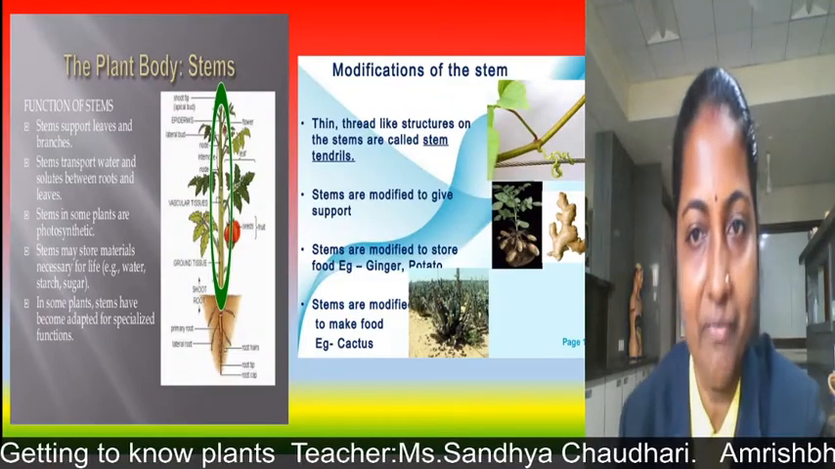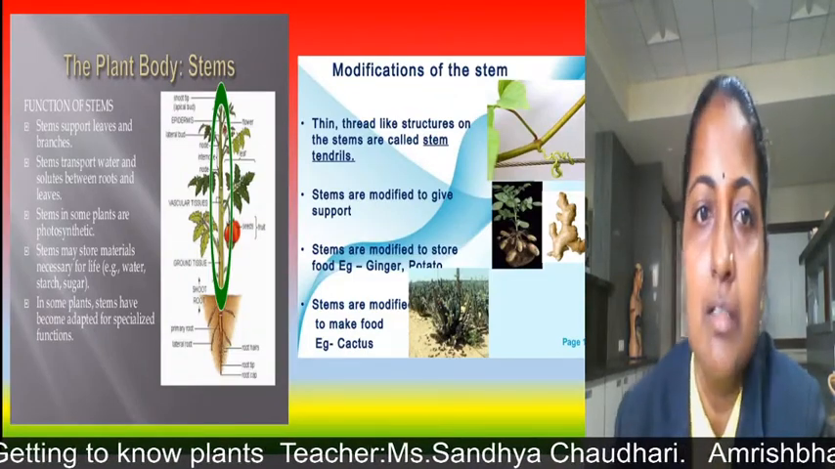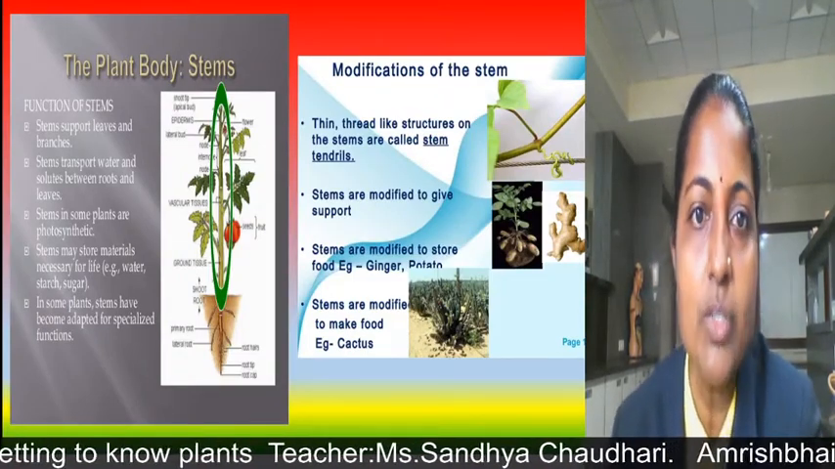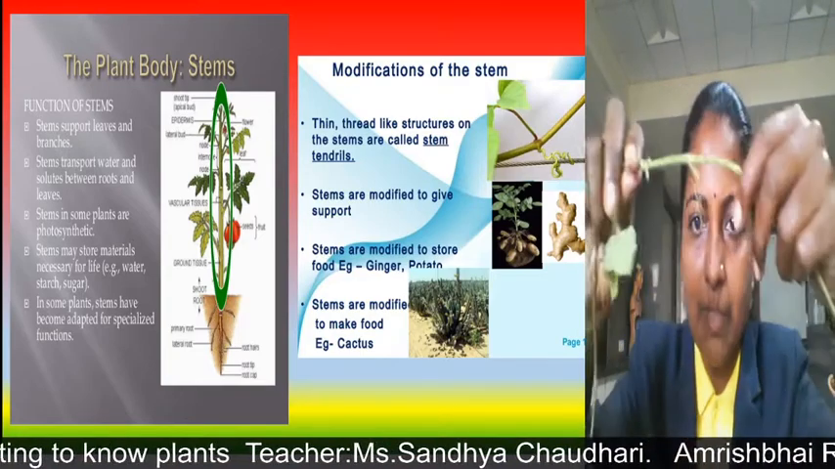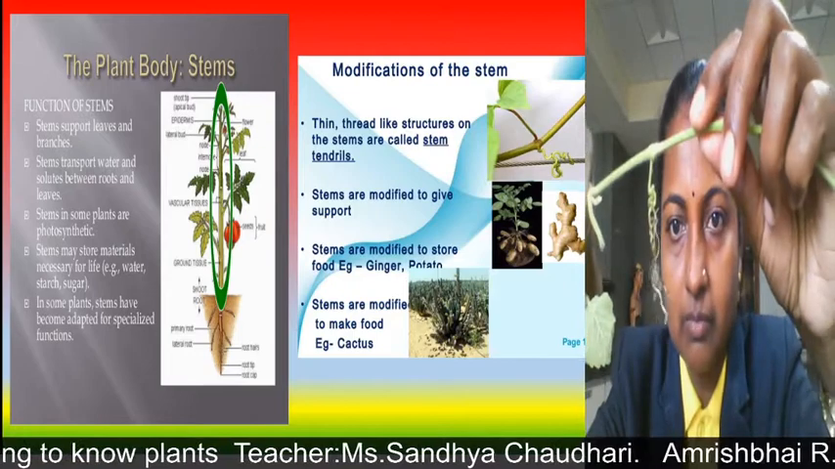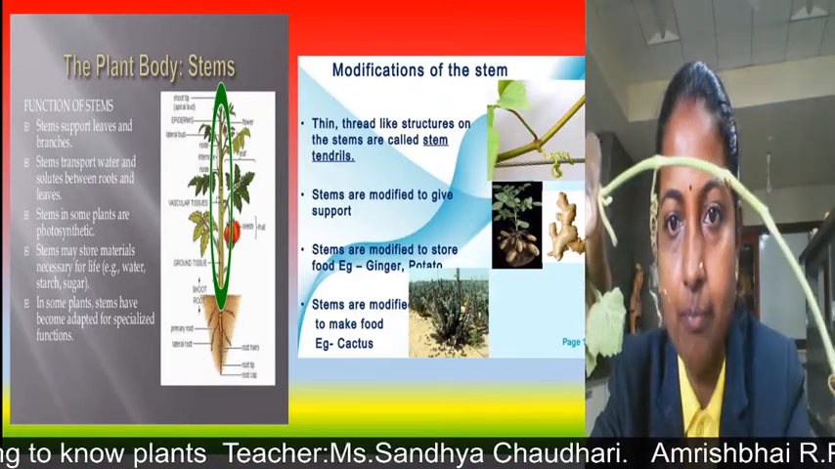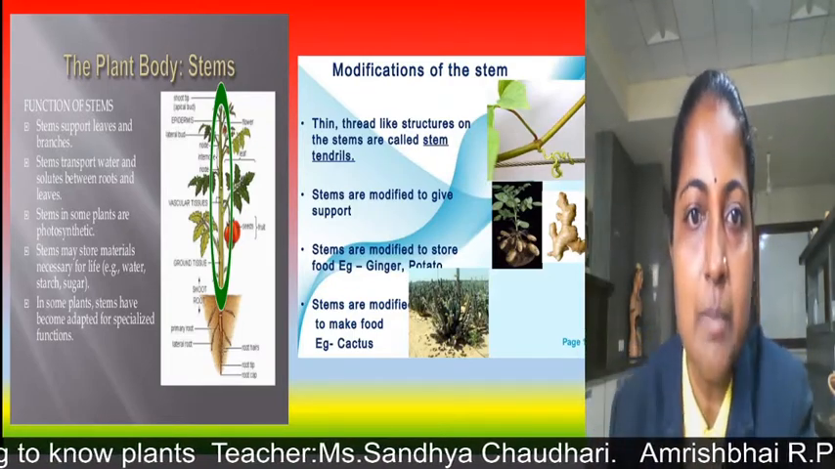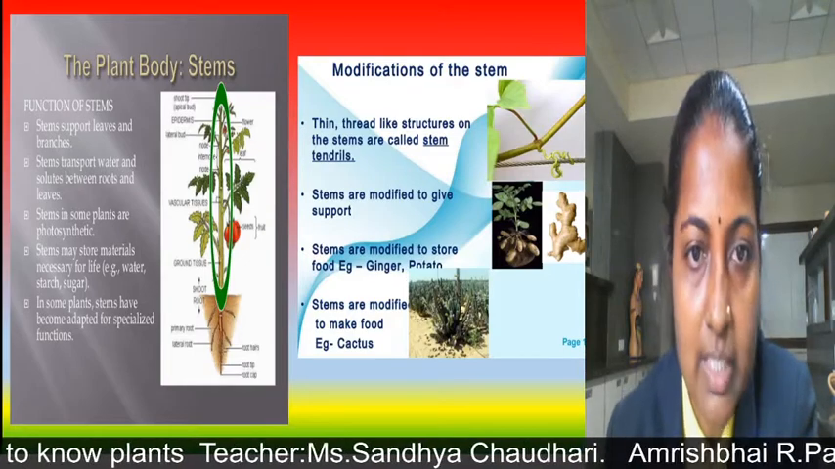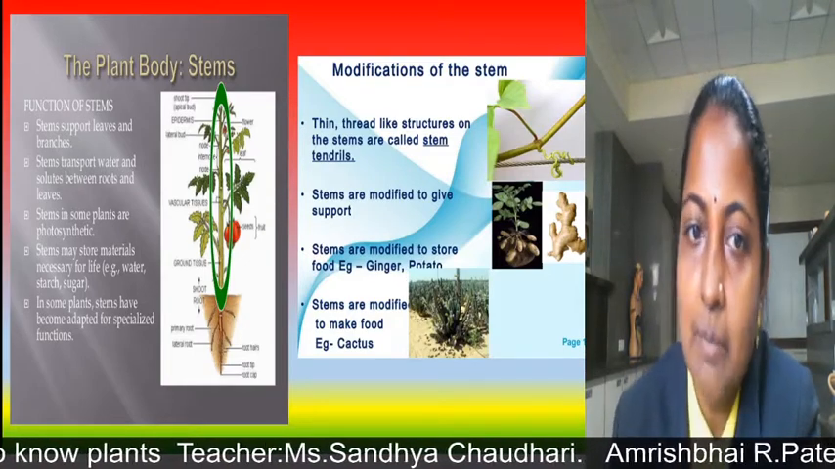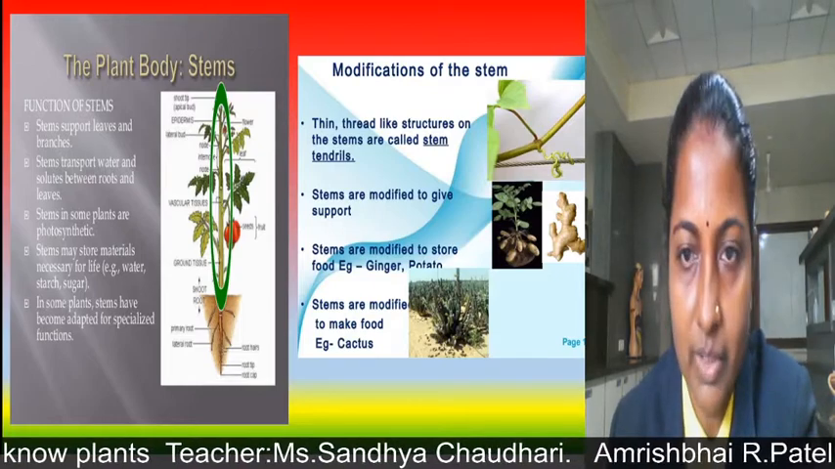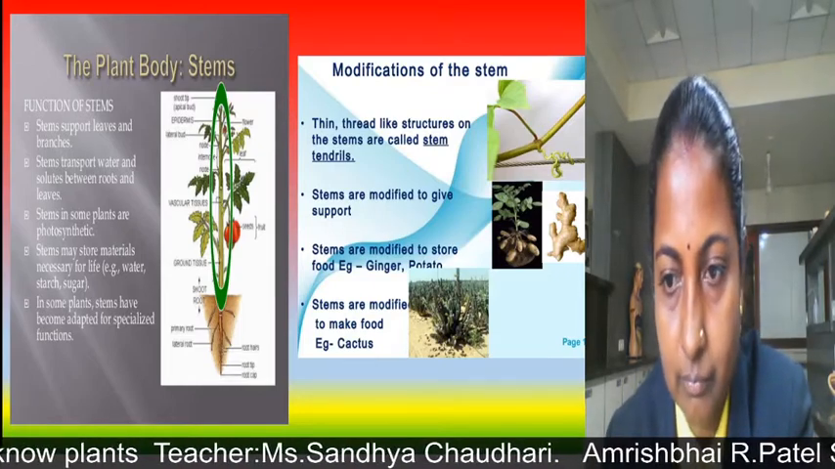Now we will see modification of the stem. The thin thread-like structures on the stem are called stem tendrils. Here children, you will be able to see stem tendrils. These are stem tendrils. Stems are modified to give support. Stems are modified to store food, example ginger, potato. Stems are modified to make food, example cactus.